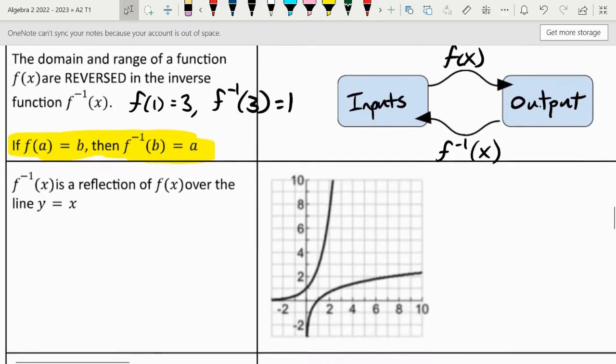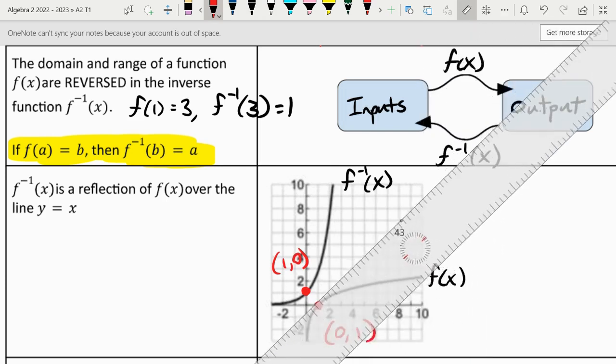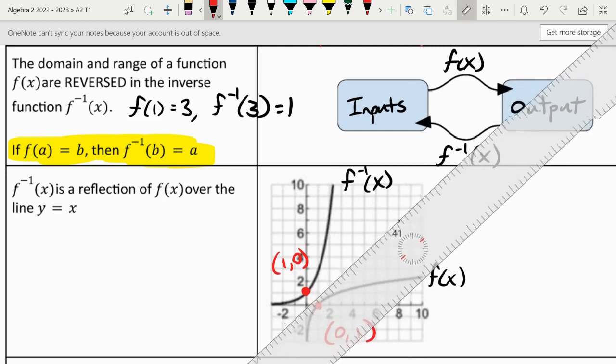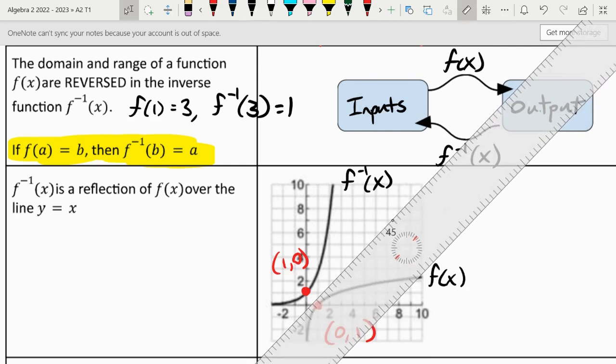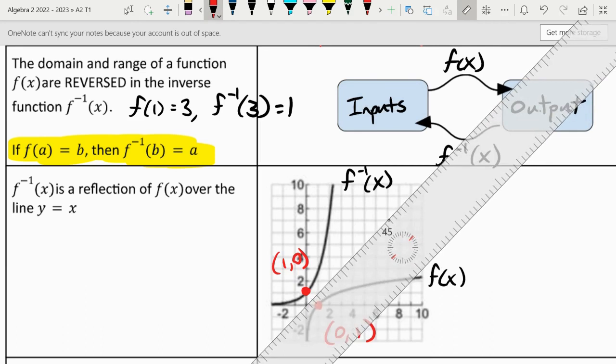When you do that, it creates a lot of symmetry on the graph. So here we have f of x and f inverse of x. Because of the symmetry, for example, if I switch the coordinates of f of x, I have 0, 1 right here, and then I have 1, 0 on f inverse. So we can see that these two graphs are very symmetrical, and they're specifically symmetrical about the line y equals x, which is the exact diagonal across the axes. So that line should always give you some symmetry if you have inverses.